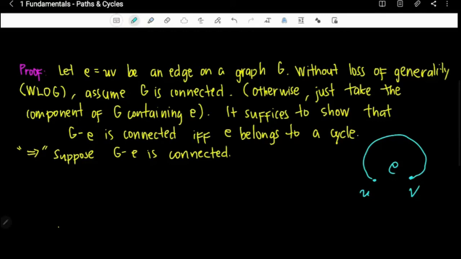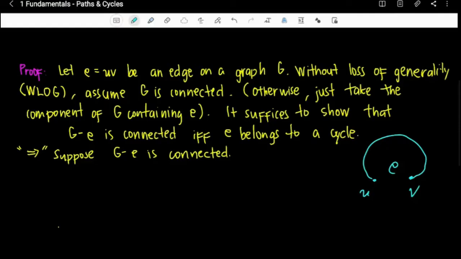Okay. So, pwede rin nating i-prove, G minus E is connected if and only if E belongs to a cycle. Meaning, kahit i-delete natin yung E, connected pa rin yung G kung yung E is connected to a cycle. So, dalawa yung ipoprove natin. If G minus E is connected, let's prove that E belongs to a cycle. And if E belongs to a cycle, we should be able to prove that G minus E is connected.